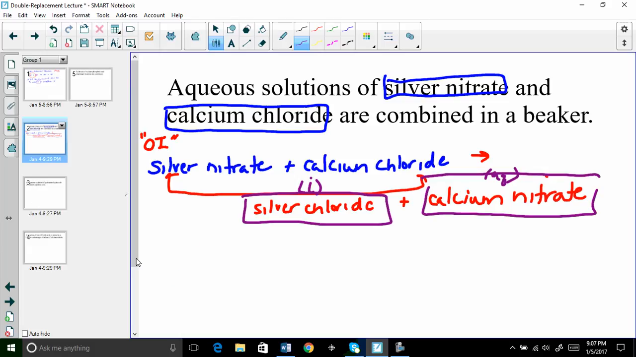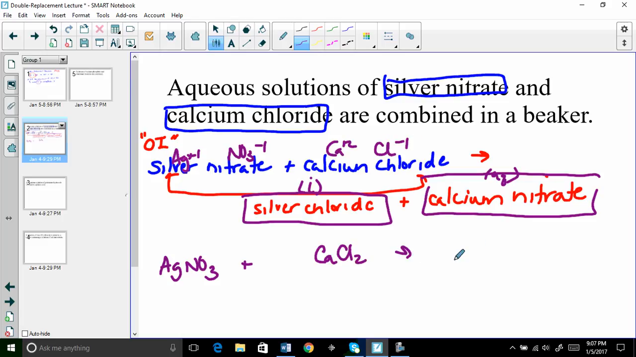So here we go. Silver nitrate is AgNO3 because silver is +1 on your ion sheet and nitrate is -1. And then leave some room to balance. Calcium chloride is CaCl2 because calcium is +2 and chloride is -1. And then silver chloride is AgCl. That's the precipitate. You don't have to make the symbol for precipitate. I just do because I'm trained that way.